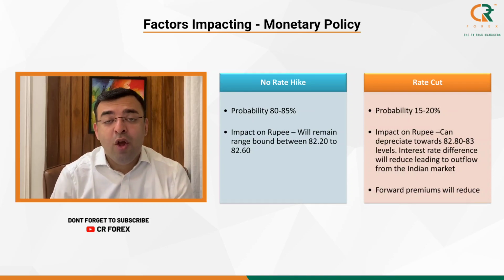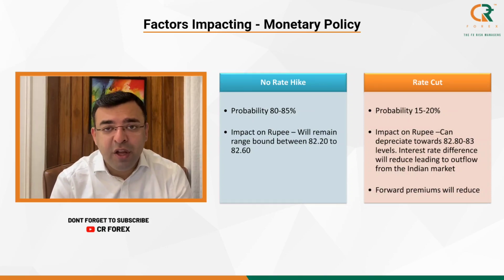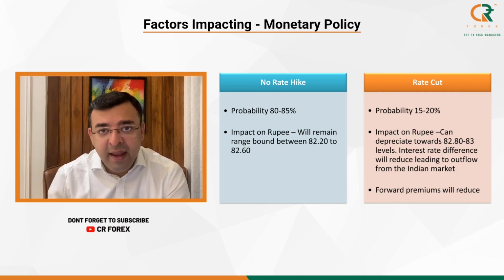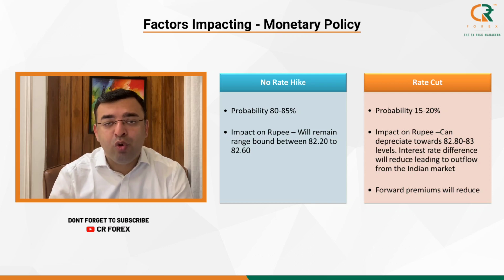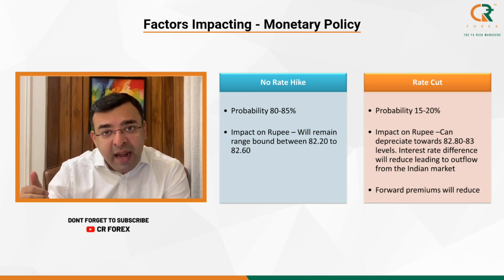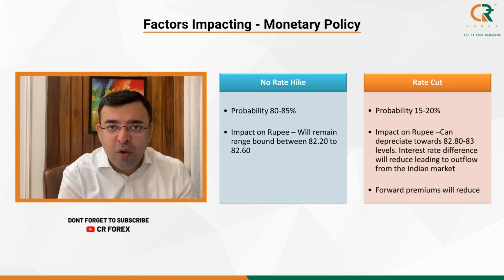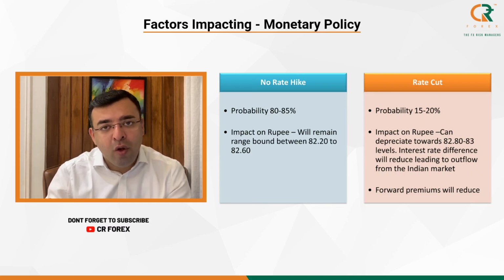Now let us understand what is the impact of monetary policy on rupee. The first kind of scenario is RBI will not go and do a rate hike. The probability of that is close to 80 to 85%. If that happens, then rupee will be in a range between 82.20 on the lower side and 82.60 on the higher side.